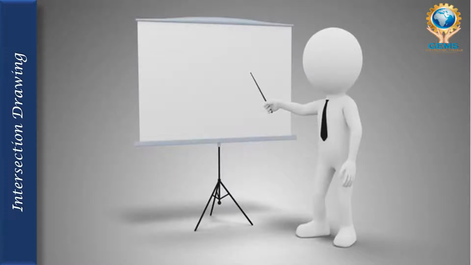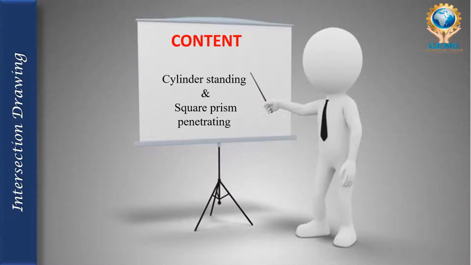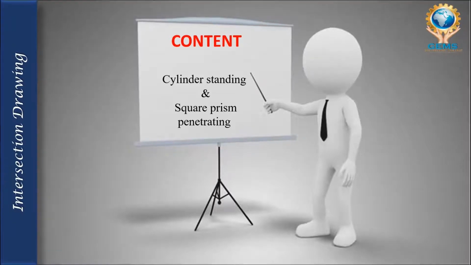In the previous video we have seen cylinder standing and cylinder penetrating. Here we are going to see cylinder standing and square prism penetrating. So the penetrating surface is different here. In the previous video we saw the cylinder penetrating, and here the square prism is penetrating.